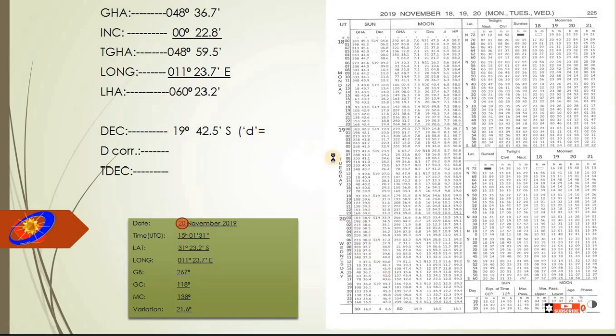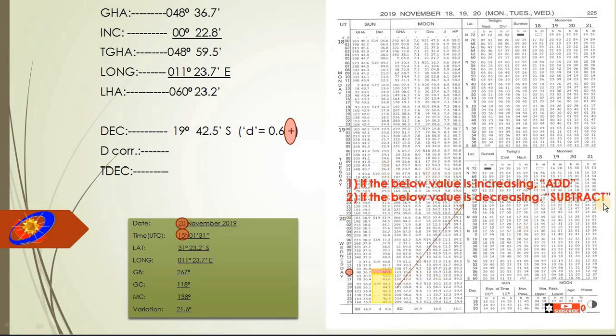D correction. The D correction, we will find it here. This is the D correction for the declination of the sun. So the value is 0.6, so we put it here, 0.6. And we put the plus sign. Why? It's because here we are at 42.5, and of course we have a rule here.